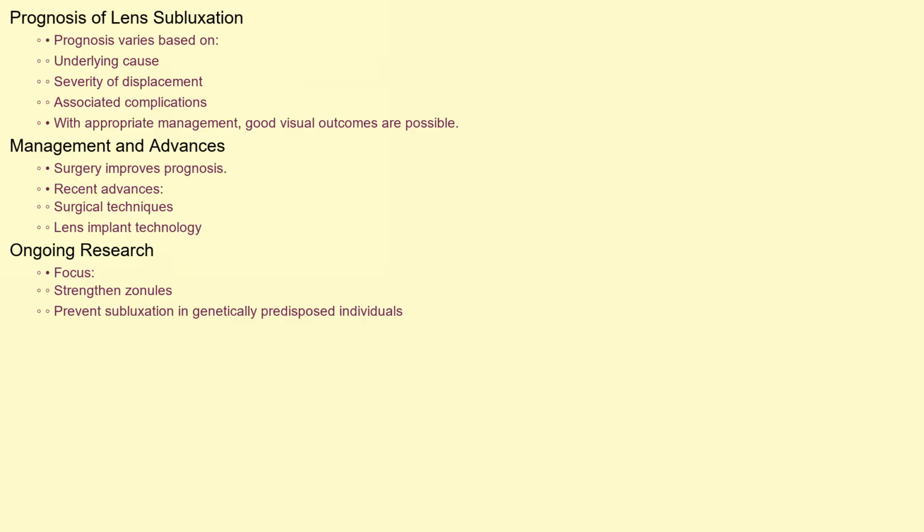The prognosis for patients with lens subluxation varies depending on the underlying cause, the severity of the displacement, and the presence of any associated complications. With appropriate management, including surgery when necessary, many patients can achieve good visual outcomes and maintain a good quality of life. Recent advances in surgical techniques and lens implant technology have further improved the prognosis for individuals with lens subluxation. Ongoing research is focused on developing new strategies to strengthen the zonules and prevent lens subluxation in individuals with genetic predispositions.